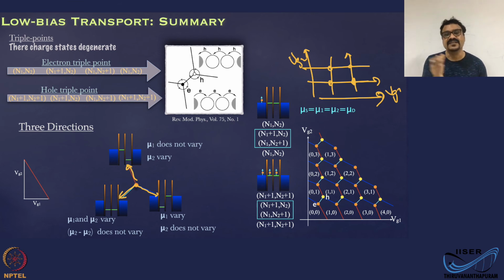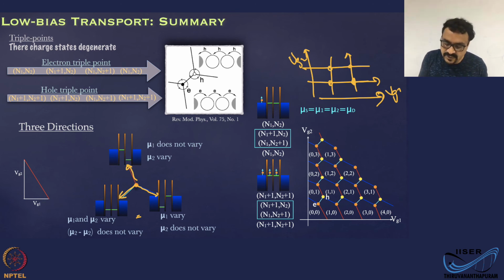That's what we discussed in the previous slide. So when you go along the red line in this diagram, you will vary only the potential of dot 2. Similarly, when you go along the blue line, the dark blue line, you will vary only the potential of dot 1, but dot 2 will be kept invariant.